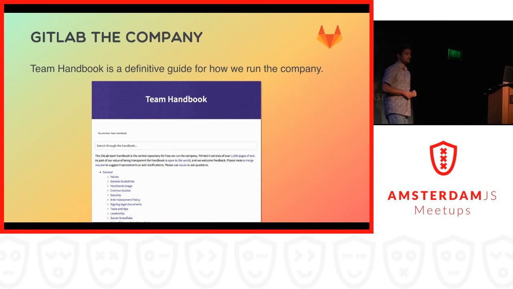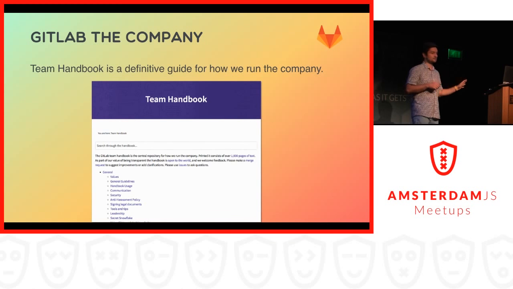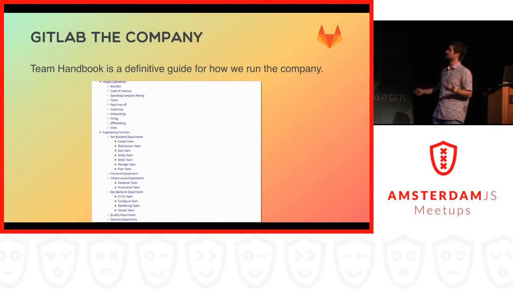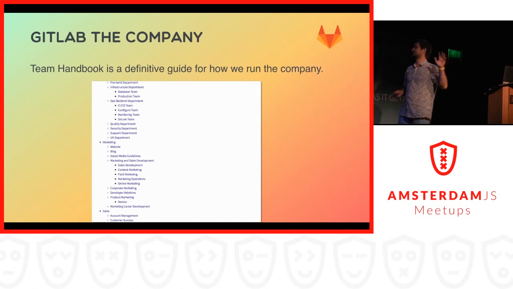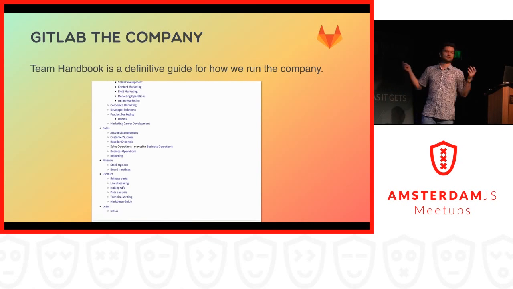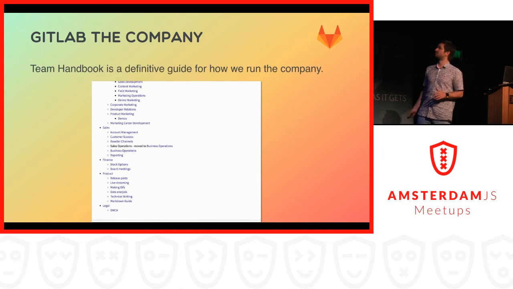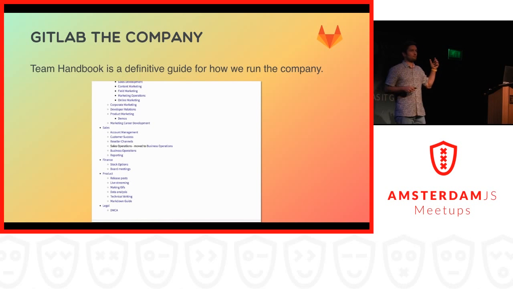I also want to mention the team handbook, which GitLab offers. It is an open source guide, a really definitive guide on how we run our company. Basically, you can see, for example, general rules, people operations, and engineering functions like marketing, sales, finance, product, and legal stuff. So you can basically find everything related to GitLab in these documentations. For example, how we do our front end, how we do backend management, how we do our software management, also how we run our company, how we do our marketing efforts, and stuff like that.